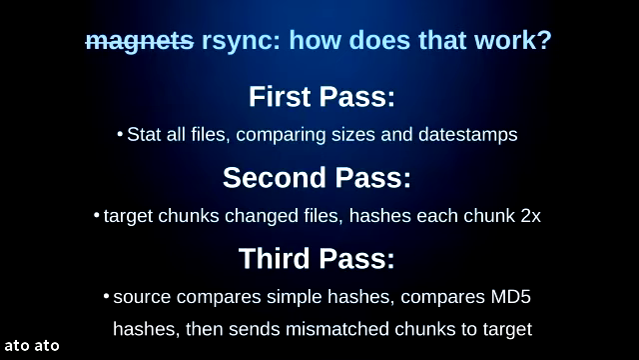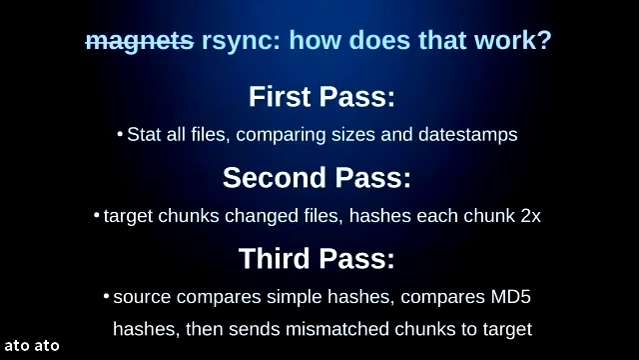So on the third pass, it takes those things that it found in the second pass and it creates a much stronger validation hash to figure out, did this stuff really change or not? Now it knows which pieces of which files have changed and it can finally start actually moving blocks down the wire to update the target, right? Everybody fairly solid on rsync?